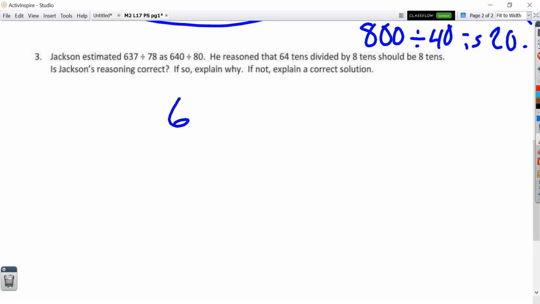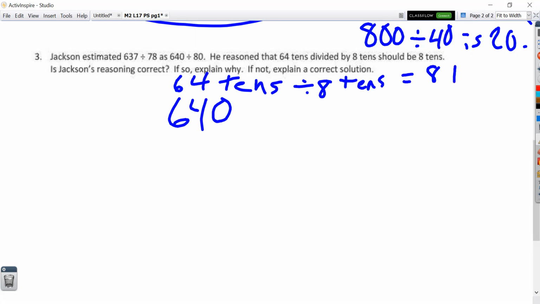Well, he's saying 64 tens, and let me actually write it in both ways, 64 tens divided by 8 tens equals 8 tens. Okay, well, let's think about that. 64 tens is 640. 8 tens is 80. If we did that, 64 divided by 8 should be 8, right? So one, we've corrected it and we've analyzed his work. So now we know the right answer, and we understand why this was wrong. Tens divided by tens is going to cancel each other out and become one. So the real answer needs to be 640 divided by 80 equals 8.